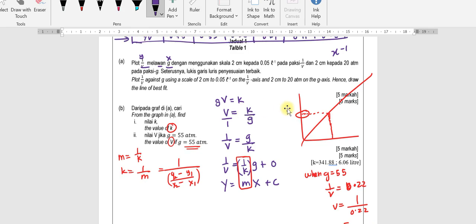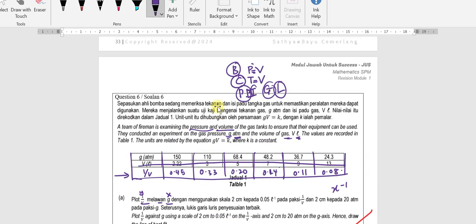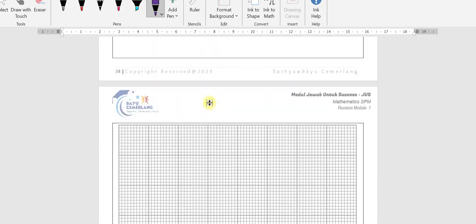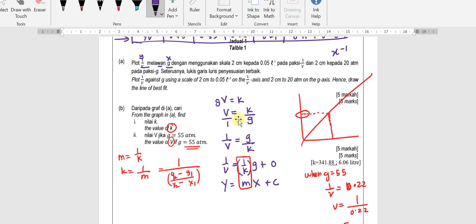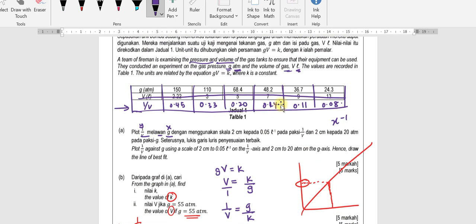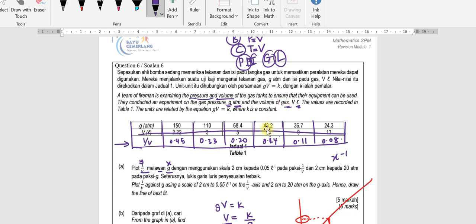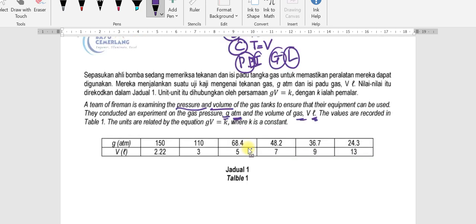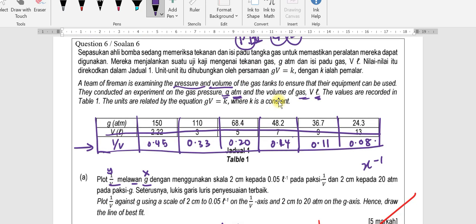For question number 6, I also didn't do it with them, but I showed them how to reduce the equation. GB equals K. I think because of some printing error, the question got enlarged or is not complete. You can see from here.